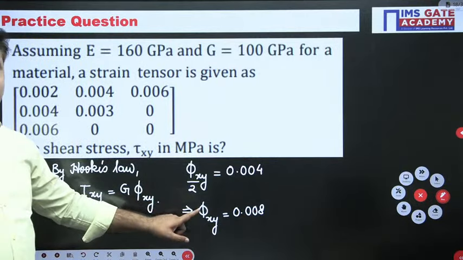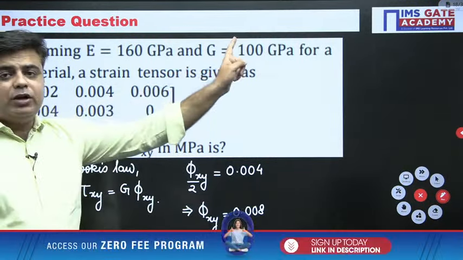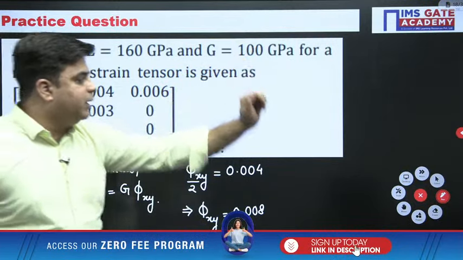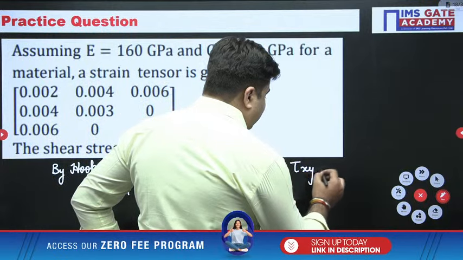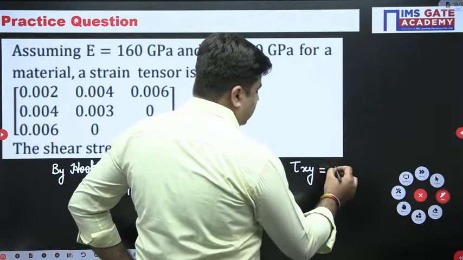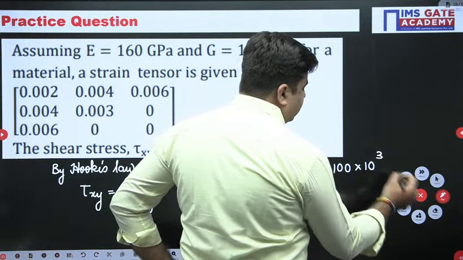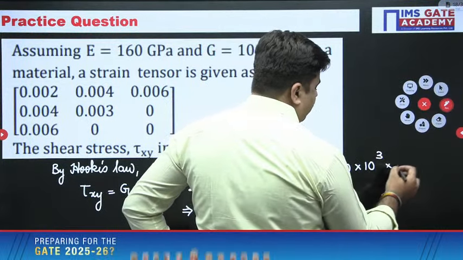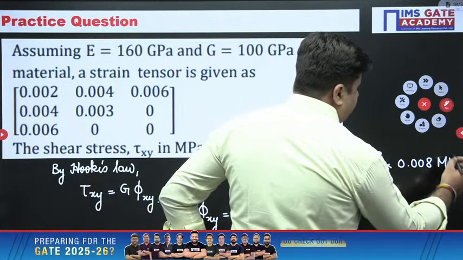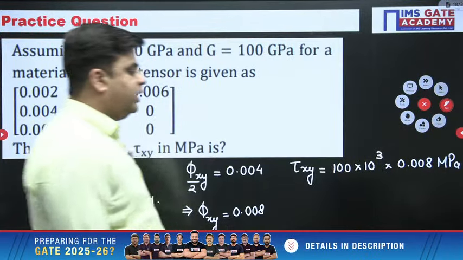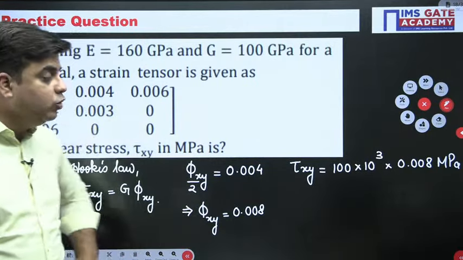Now once you know the value of phi xy, substitute here, you know the value of G. Please remember to keep this value of G in megapascal. So tau xy is equal to G into phi xy. G is 100 gigapascal, which can be written as 100 into 10 raised to power 3 megapascal, and phi is 0.008. This answer will come out in megapascal because strain has no unit; it is unit-less.